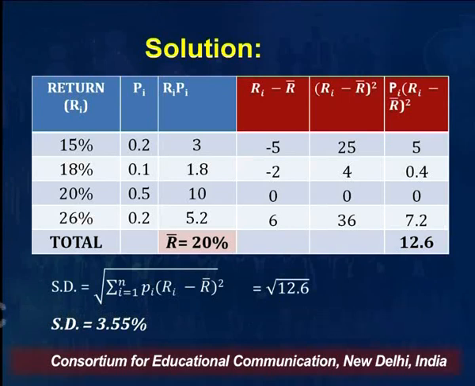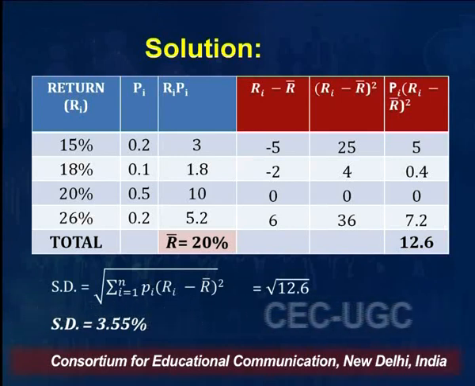So for calculating risk, the first step is Ri minus R bar, right? So Ri minus R bar means the return is 15%, the average return is 20%, right? 15% minus 20% is minus 5, 18% minus 20% is minus 2%, 20% minus 20% is 0, and 26% minus 20% is 6%, right? So Ri minus R bar comes to be minus 5, minus 2, 0, 6.